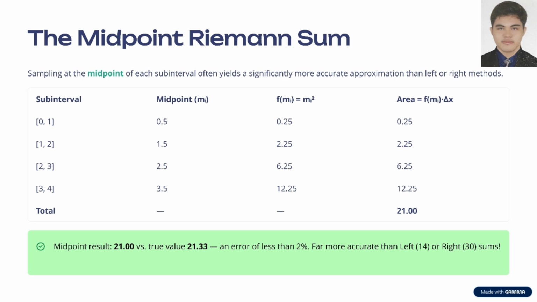To improve accuracy, we use the midpoint Riemann sum. We take the midpoint of each subinterval and use its function value as the rectangle height. This method gives an approximation of 21, which is very close to the true value of 21.33. This shows that the midpoint method is usually more accurate than the left or right sum.